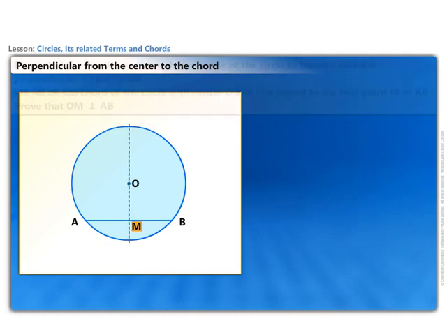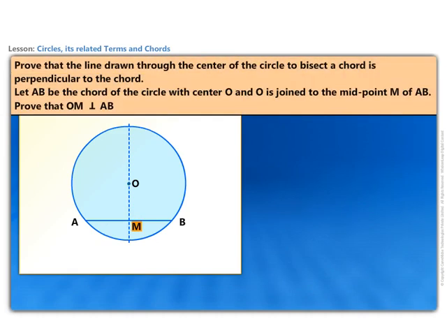Suppose M is the midpoint, then let us prove that the line drawn through the center of the circle to bisect a chord is perpendicular to the chord. Let AB be the chord of the circle with center O, and O is joined to the midpoint M of AB. Prove that OM is perpendicular to AB.